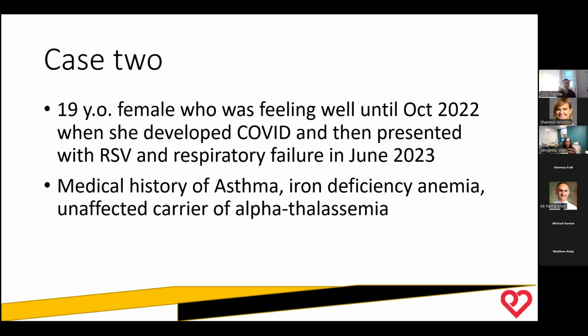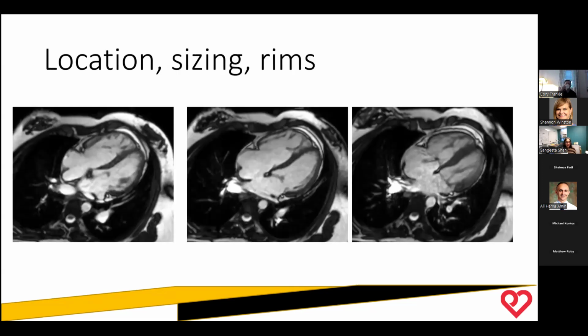A 19-year-old who wasn't feeling well. She thought that she had developed COVID and presented with RSV and respiratory failure. She basically thought she was fine until she was 19, and then COVID had set off dyspnea on exertion. She has a medical history of asthma. She had iron deficiency anemia, and she has alpha thalassemia.